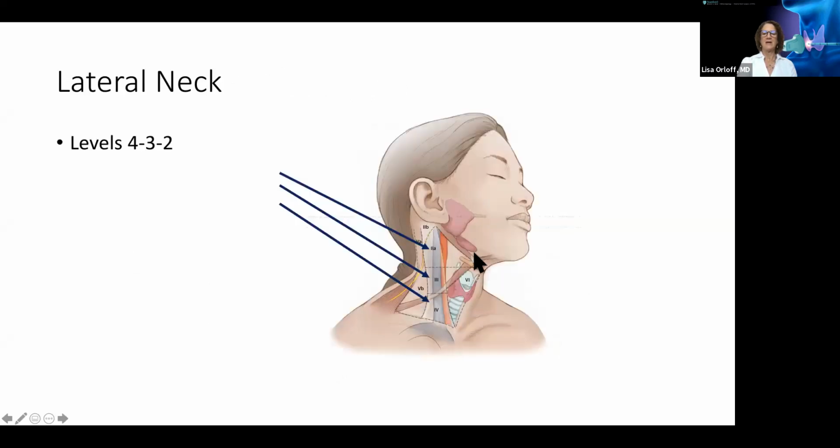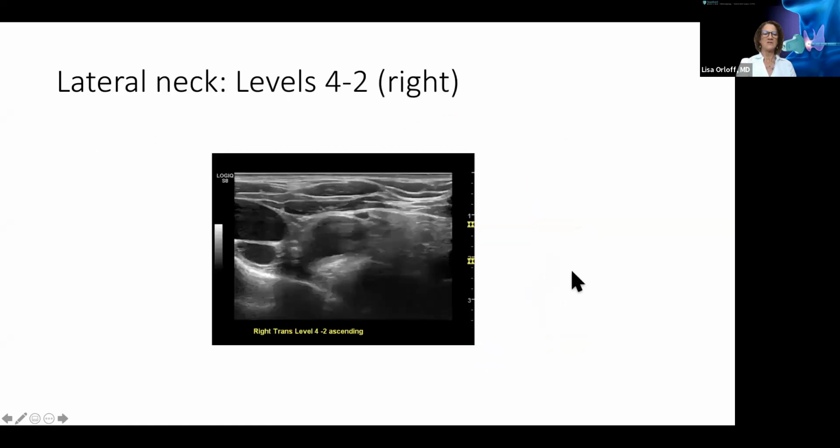And the lateral neck compartments of greatest interest in the context of radiofrequency ablation are levels 4, 3, and 2. These are also the lateral components that are most susceptible to metastases from thyroid cancer. Levels 5 and 1 are less often involved, although level 5B is an important site of lymphatic drainage.